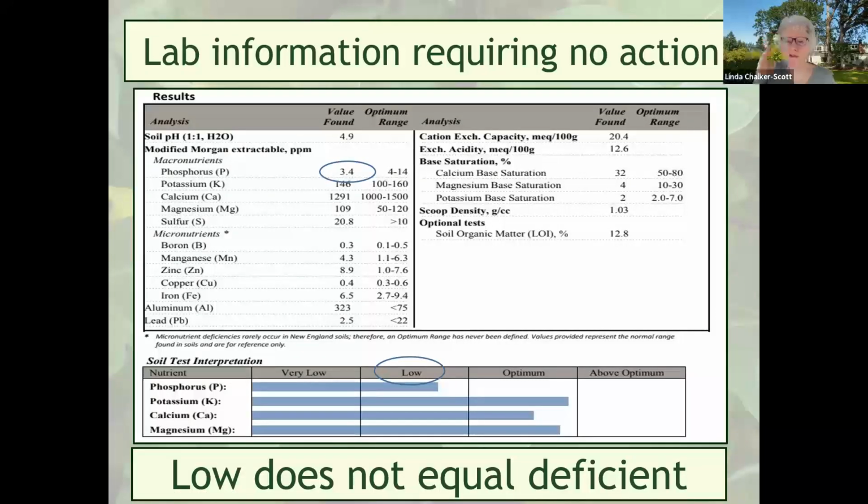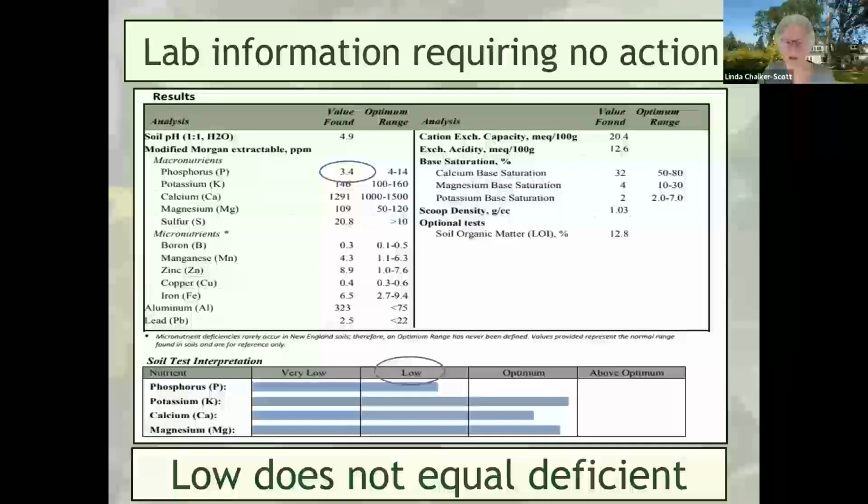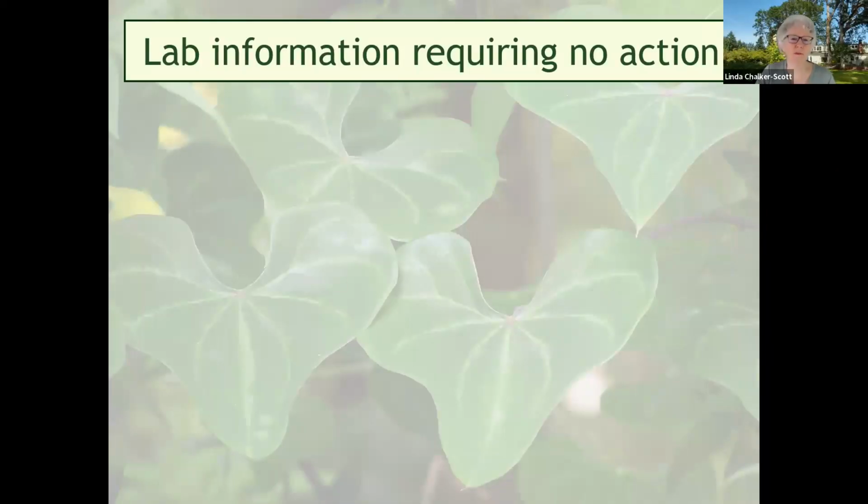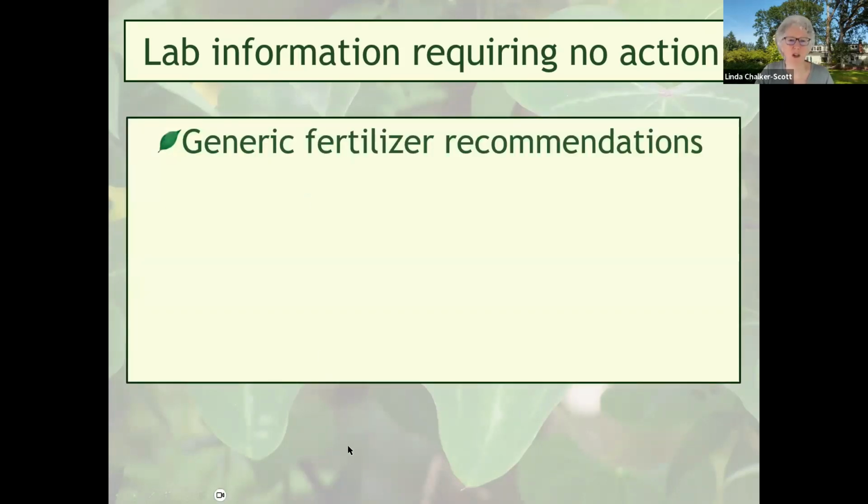So rather than throw a bunch of phosphorus on, you want to go outside and see, do I have a phosphorus deficiency in any of my plants? And if you don't see widespread phosphorus deficiency, then don't add anything. You don't need to. One of the things that you'll get with your test back is a fertilizer recommendation.